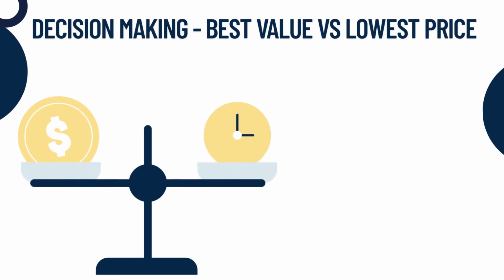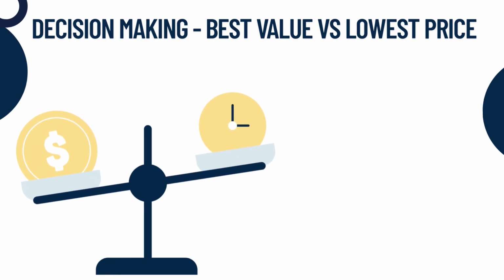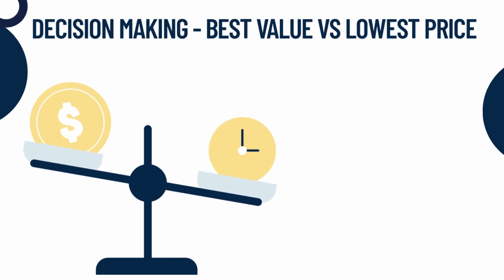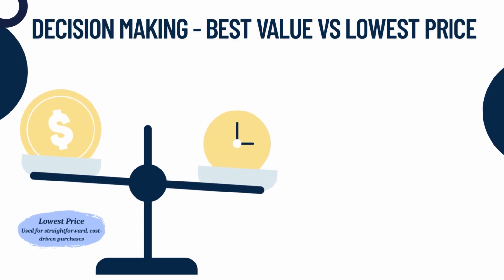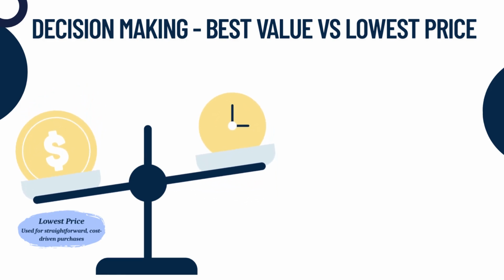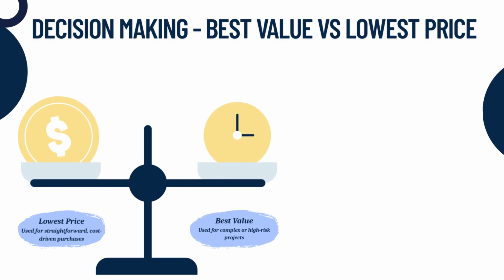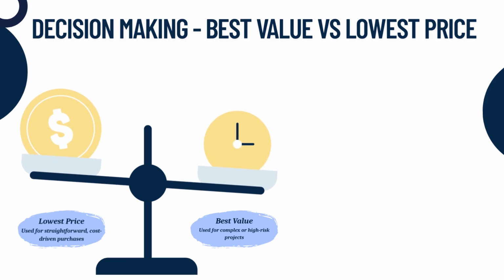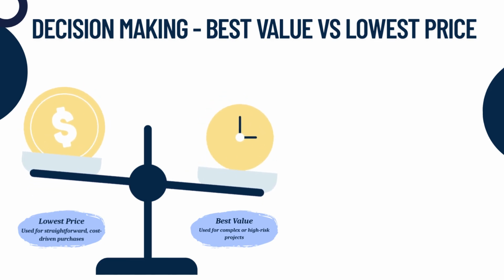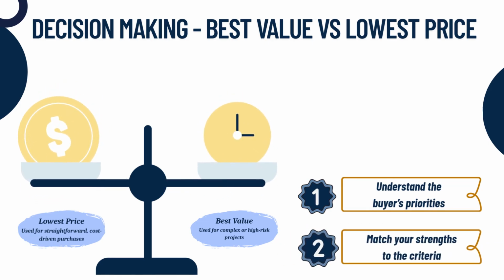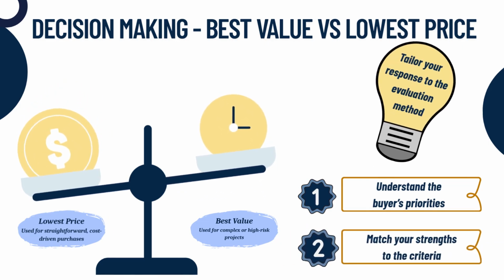How does an agency decide who wins? It depends on the procurement method. Some awards are based strictly on the lowest price, often the case with commodities or simple services. But for complex projects, the best value approach is used, combining technical quality with cost considerations. As a vendor, your job is to understand the evaluation method and align your proposal with what the buyer values most.